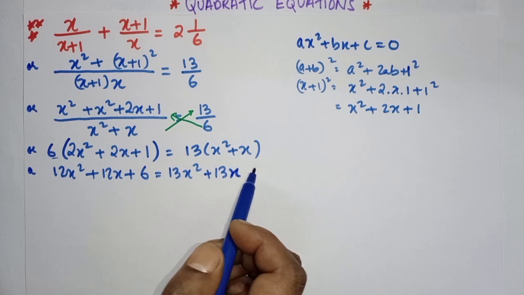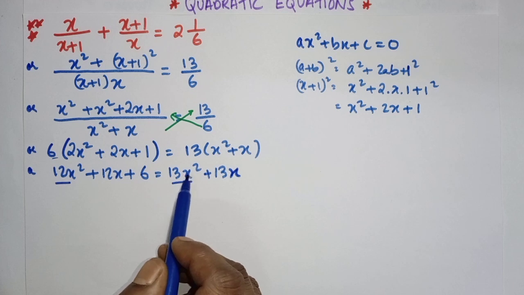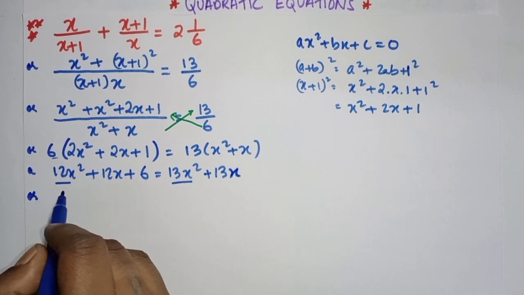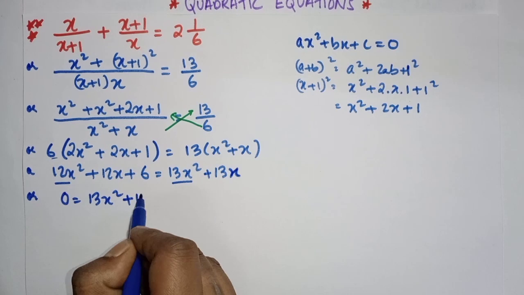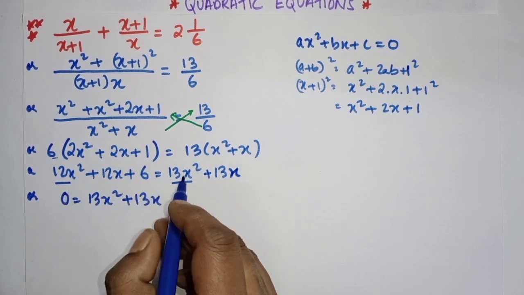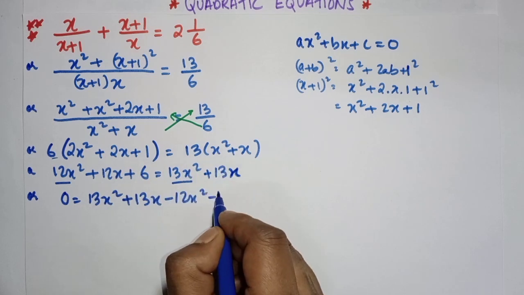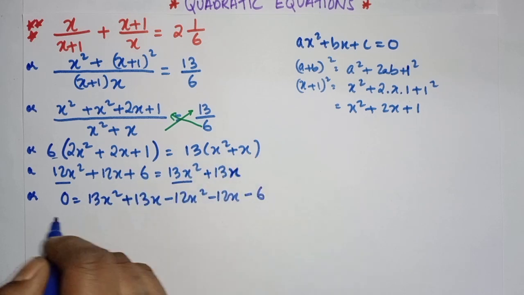Why am I taking it to the other side? You can see here 12x square and 13x square. Which one is bigger? 13. I want to make the x square coefficient positive, such that the numerical will be a little bit easier. So I'll make it 0. So this will be 13x square plus 13x. When I take this that side, it will be minus 12x square, plus when it goes that side, it will be minus 12x. Again plus 6 is there, so when it goes that side, it will be minus 6.